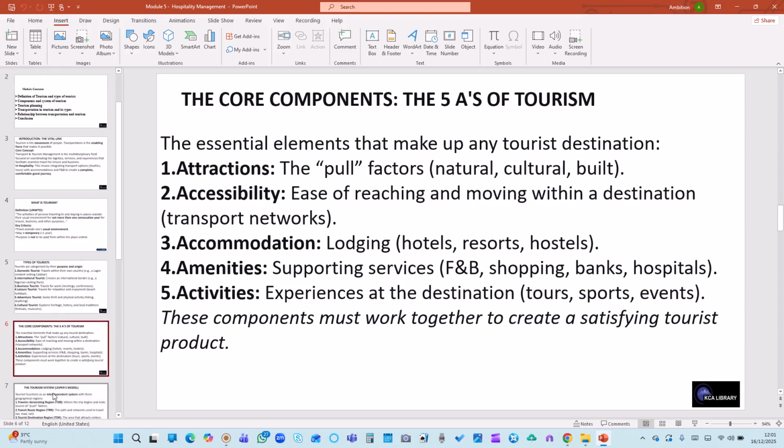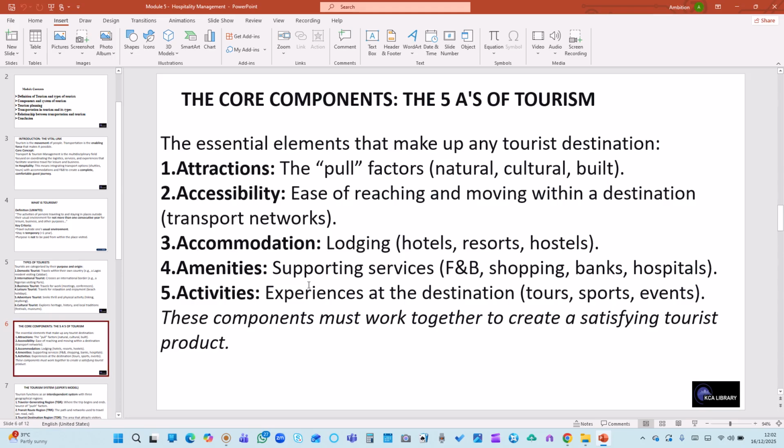Let's move ahead with the core component. That's the 5 A's of tourism. The essential elements that make up any tourist destination include attraction, the pull factor. This is something that attracts people to embark on tourism. It could be nature, it could be culture, it could be built mansions that attract people to visit a particular place. Then accessibility is another one of the 5 A's, which is ease of reaching and moving within, that's the means of transportation. That is what we mean by accessibility.